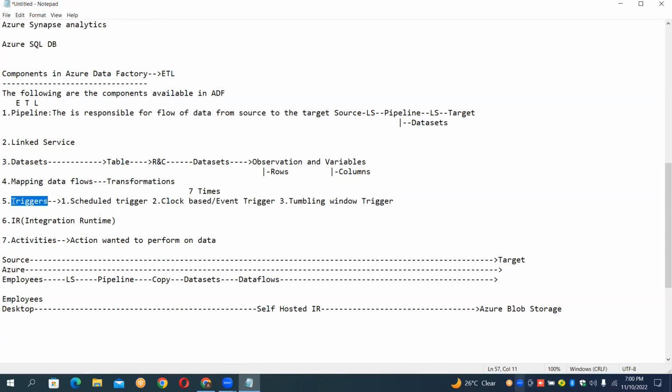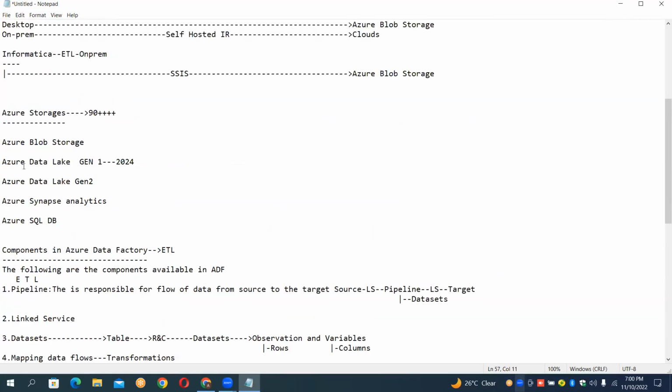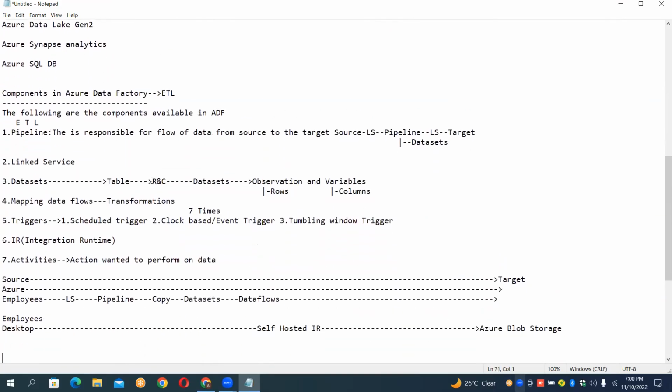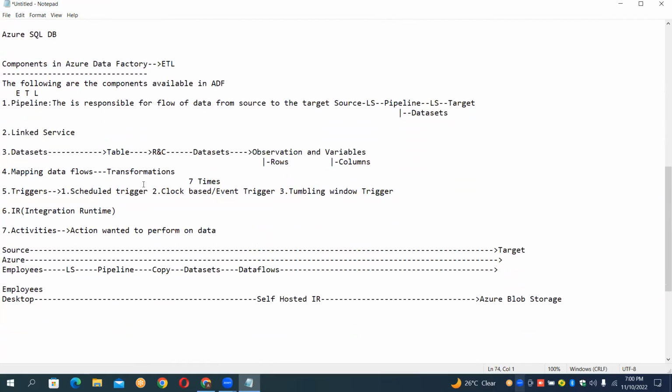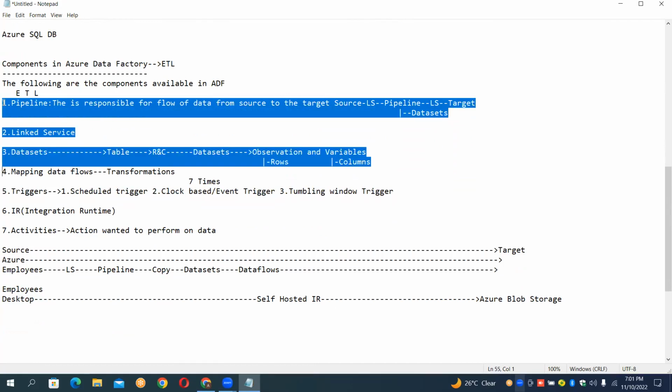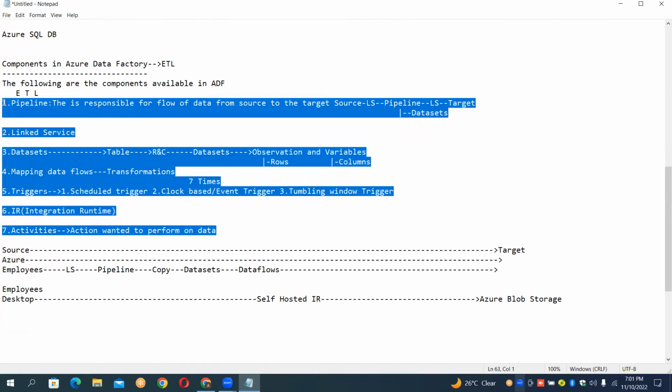Triggers execute the data pipelines. That's it. We have three types of triggers: schedule trigger, clock based trigger, and the next one, tumbling window. Anyways, you need not worry about these triggers. As of now, just remember that to automatically run a pipeline, we use triggers. So these are the 7 activities which are required to move ahead and work in this ADF environment.